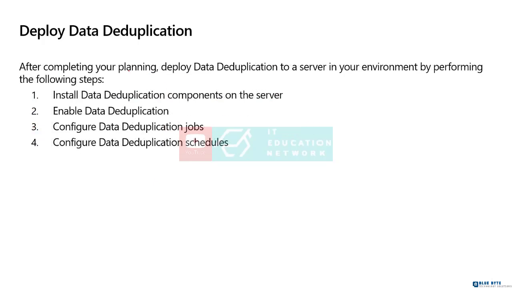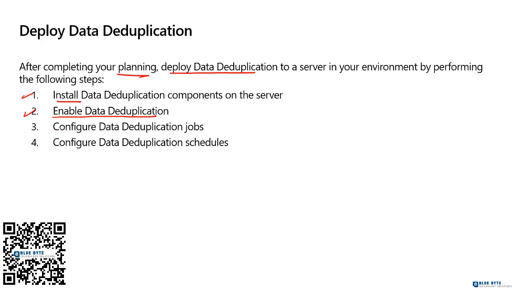Once you've completed all the planning, then we can move on to the actual deployment. The first thing we have to do is install data deduplication. This is not installed by default, so it's not available by default. Now, once you install it, it still has to be enabled. So we will enable data dedupe.